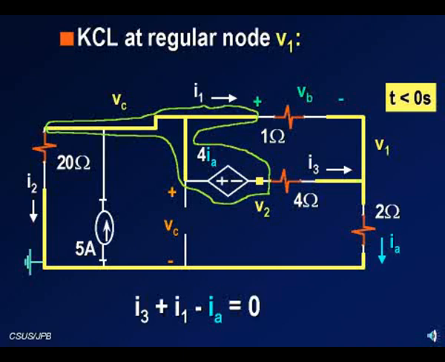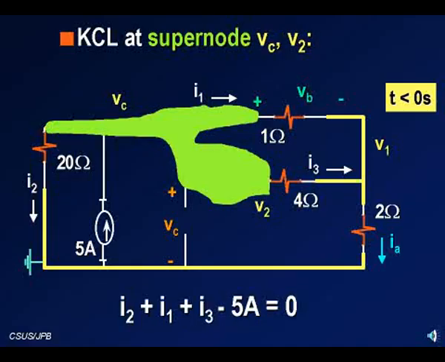KCL at V1. V1 is a regular node. In other words, it's not the reference node and it's not a part of a supernode. So it's a regular node and we write the KCL about it. Current coming in equal current coming out, or the sum of the current equal to 0. We do the same thing about the supernode, and when we do that, of course, we consider the supernode as a big dot and write the KCL about it, and you have it at the bottom of the screen.